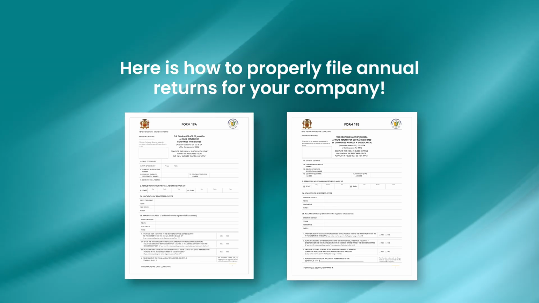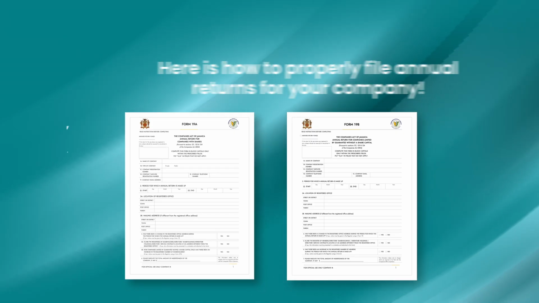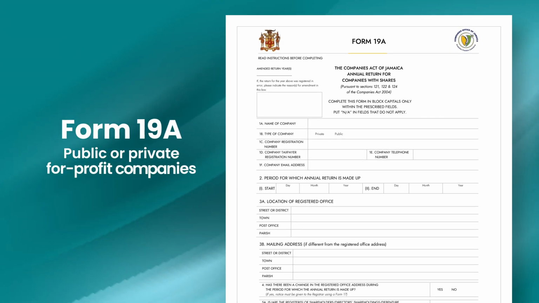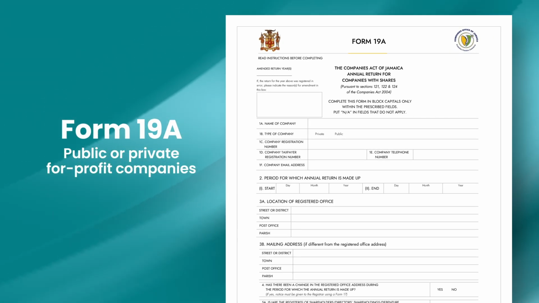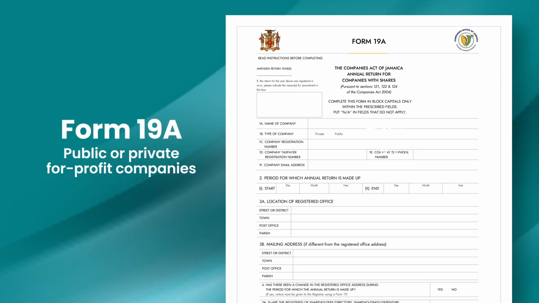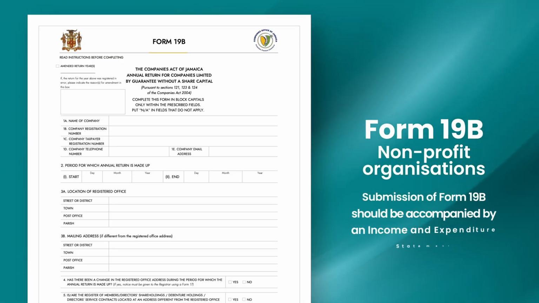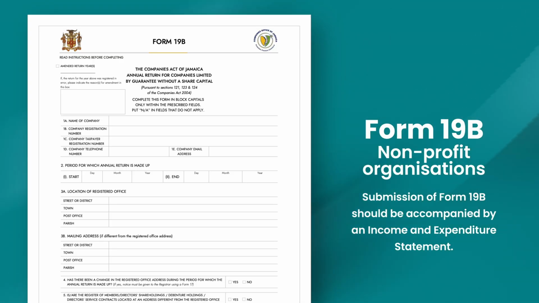If you operate a public or private for-profit company or a company with shares, you are required to use Form 19A. If you operate a nonprofit organization, also referred to as a company without shares, you must use Form 19B to report on your directors and members. Submission of Form 19B should also be accompanied by an income and expenditure statement.